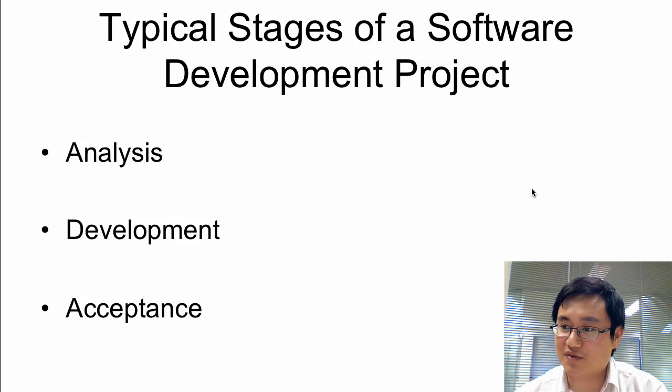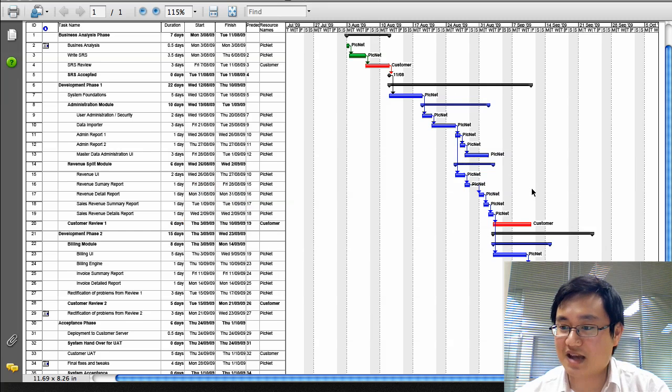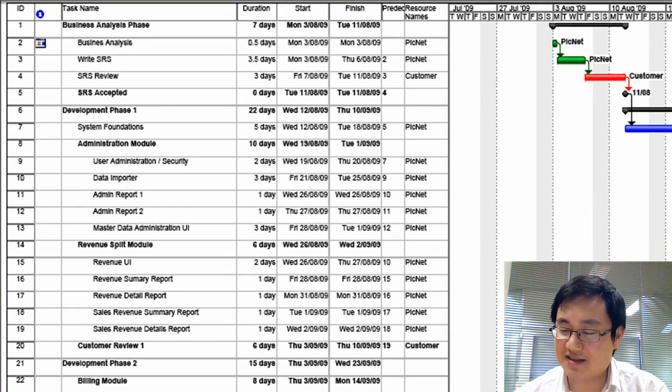Typically, when we develop a software application on a fixed cost basis, the project follows three main stages: the analysis stage, the development stage, and the acceptance stage. Here is an example of a technical delivery plan for a software project that I managed previously. In this plan, you can see the main stages of the project. To kick off the project, we have the analysis stage.